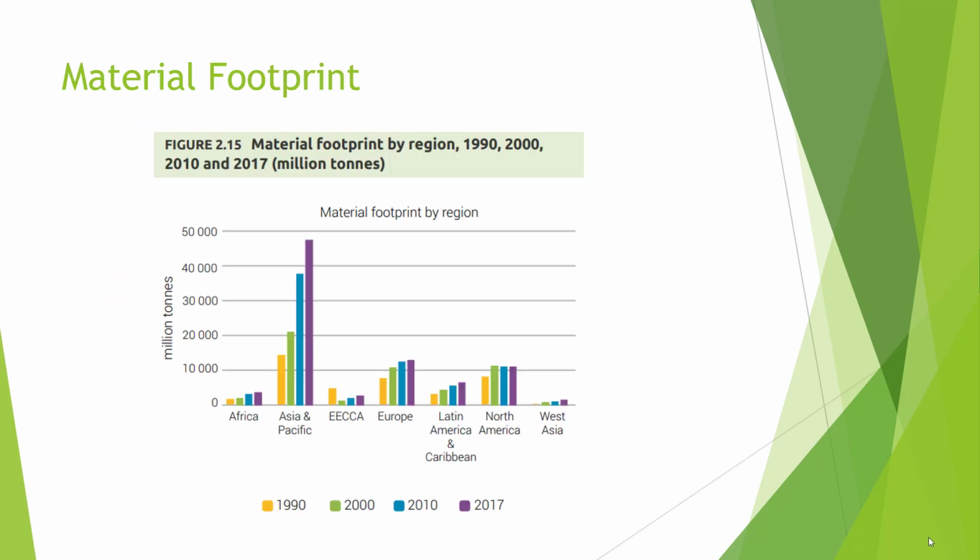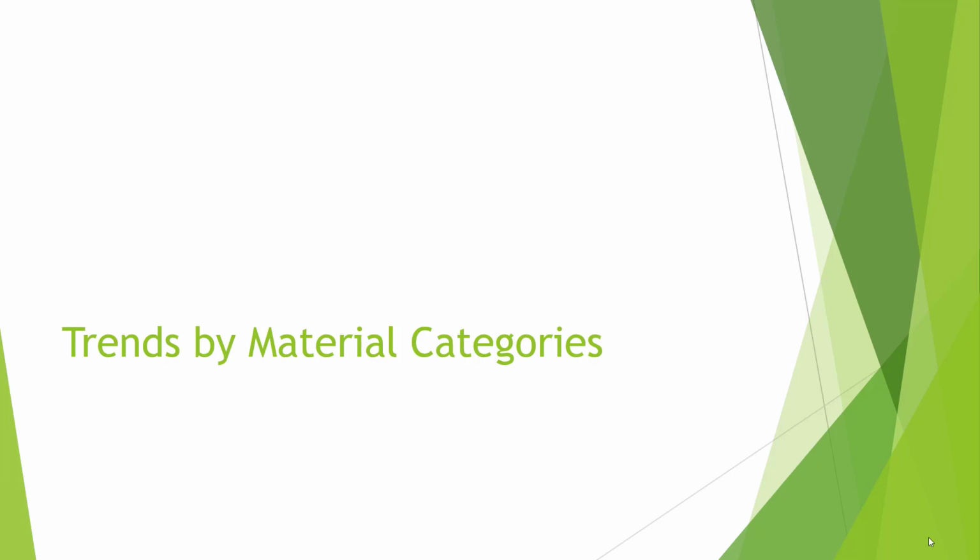And here's our footprint again. We have a smaller footprint. Asian Pacific has the largest material footprint. As a region, they're consuming the most, and they're also extracting the most. The trends by material categories.